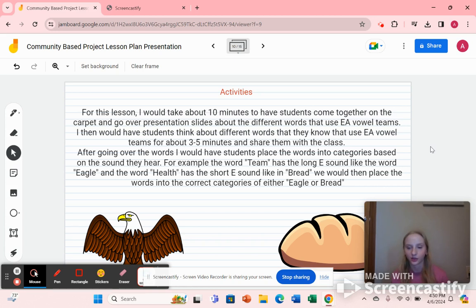I would then take about 3 to 5 minutes to have students kind of talk and think about the different types of words that they know that use EA vowel teams, and we would kind of call on 2 or 3 to share them. And we would place them into categories based on the sound they hear.